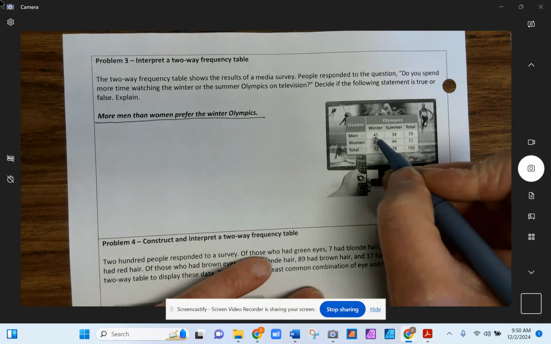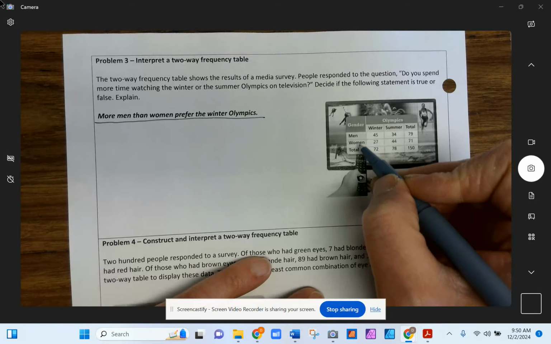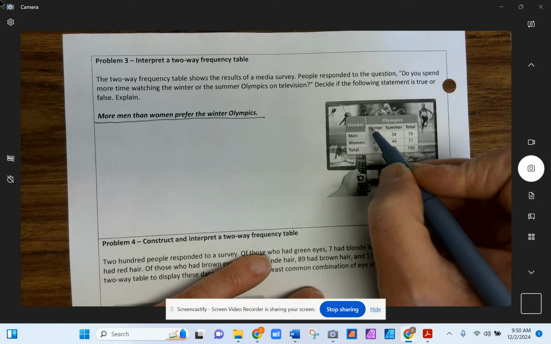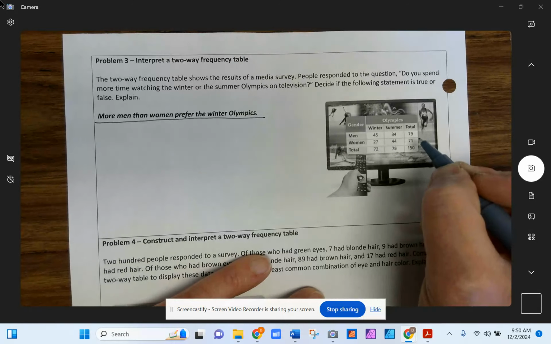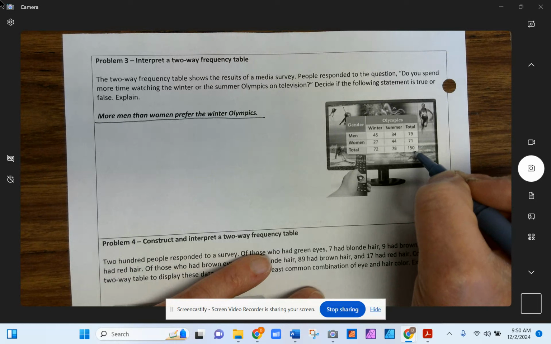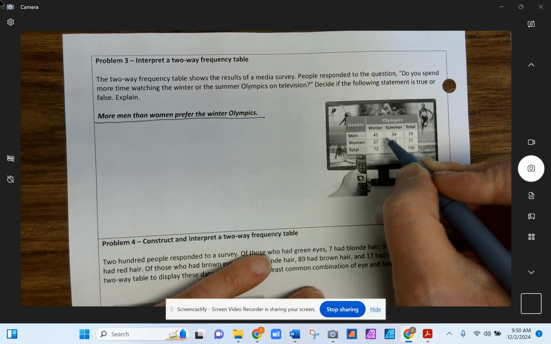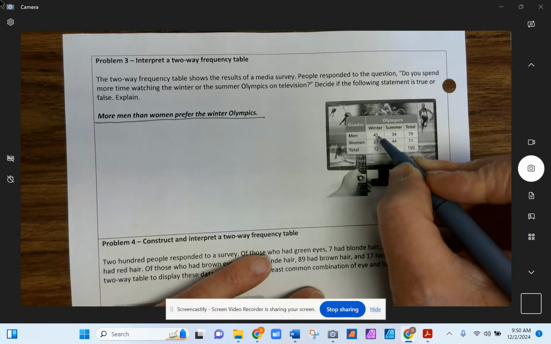So we look at this right here, we've got men versus women, that's one of your sets of data, and then winter versus summer, that's the other set, right? So there's 150 people surveyed, right? Of those 150, 79 were men, 79 for women, okay?